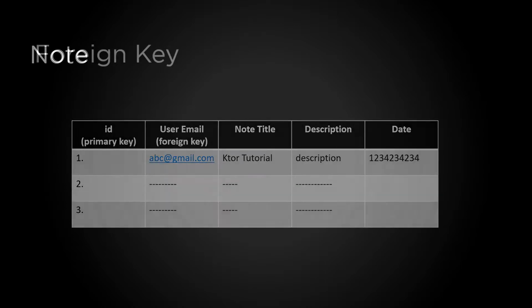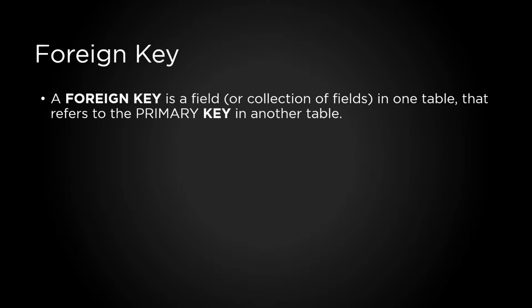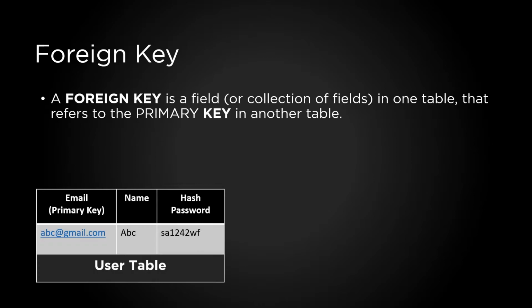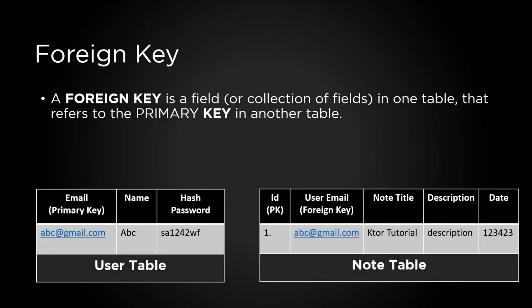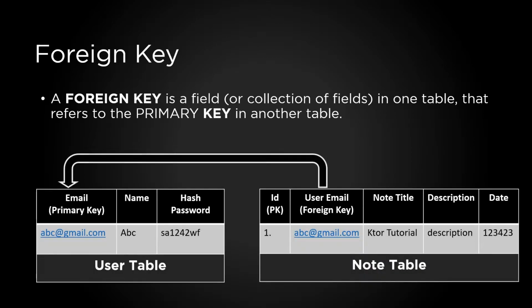Now, what is a foreign key? A foreign key is a field in a table that refers to the primary key in another table. Here, this is our user table and this is our note table. So this user email column in the note table represents the email column, which is a primary key in the user table. This means that the note table will only have email IDs which are present in the user table. So this is about foreign keys.